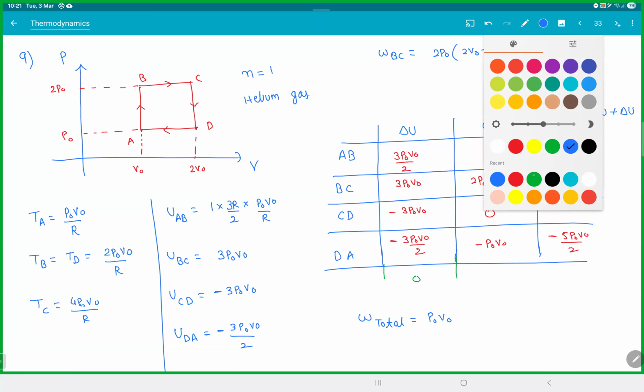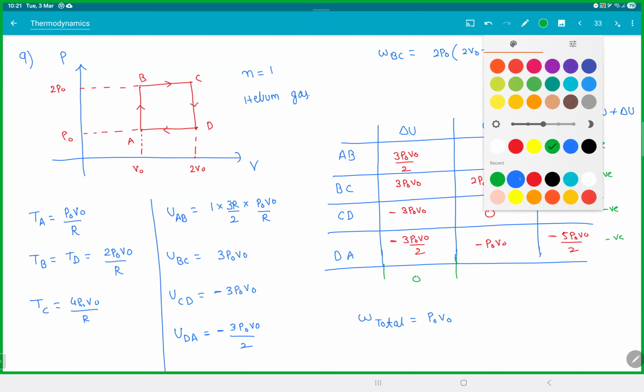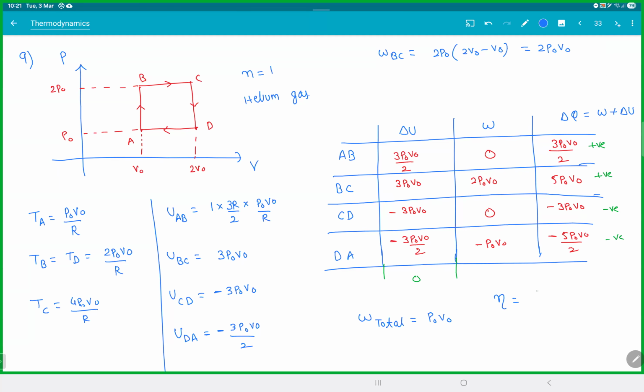Now in this, be careful. This is your positive heat. This is your positive heat. That means you gave that much heat to the system, and these are negative heats. These are rejected. You cannot recover them. So efficiency of a cycle is the work done divided by only the positive heats. So that would be P naught V naught by 13 P naught V naught by 2. That is 2 by 13. Means for every 13 joules of heat that you give to this system, only 2 joules gets converted into work. Everything else is wasted.